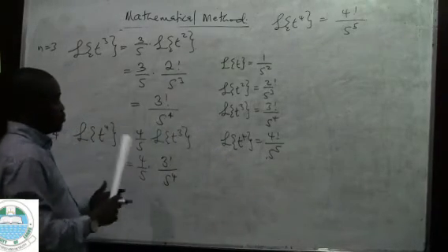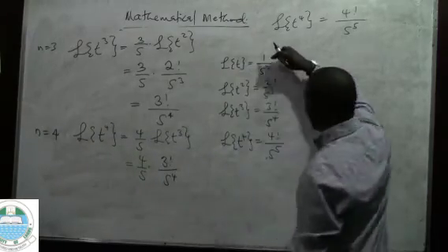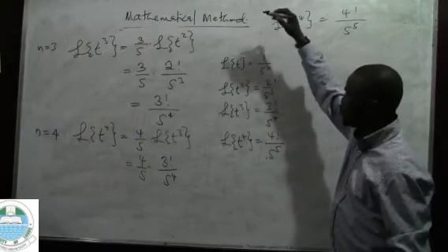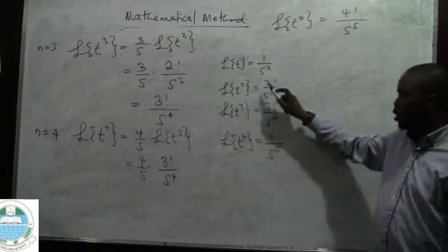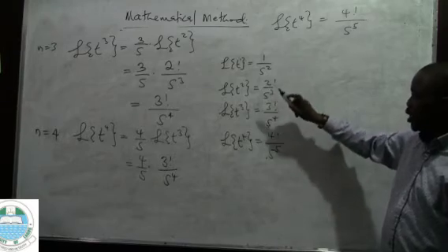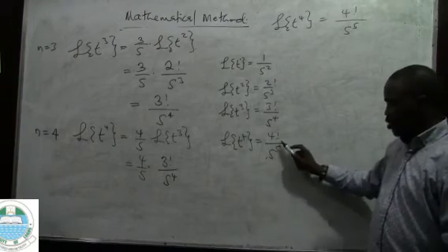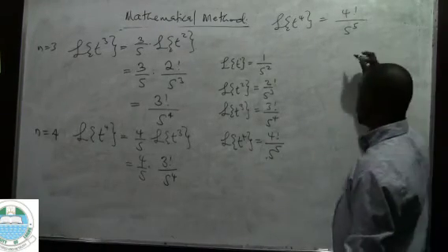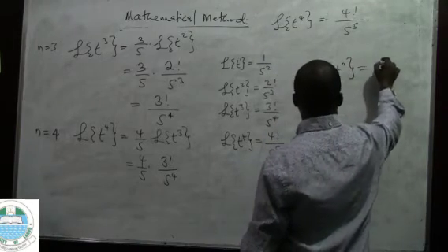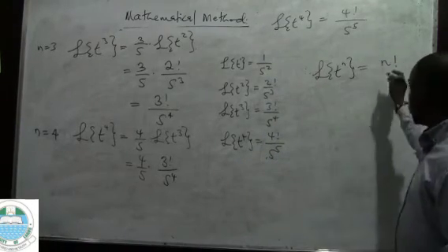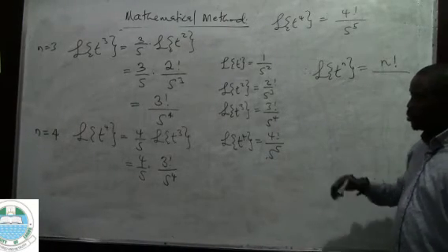Now, if we observe, the denominator has relation with the power of t. When the power was 1, this is 1. When the power was 2, we have 2 factorial. We obtain 3 factorial when the power of the polynomial was 3, and we obtain 4 factorial when the power was 4. So therefore, the Laplace of t raised to power n will have given us n factorial, looking at that relation. Also, let us look at the denominator.